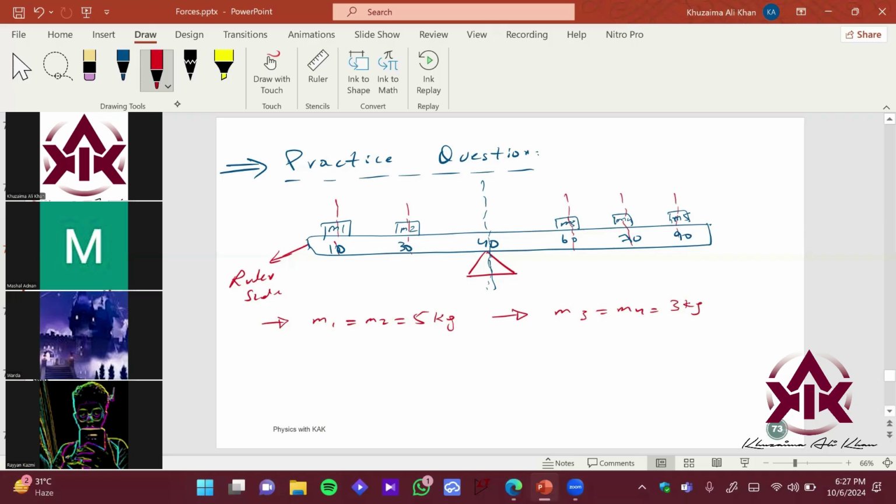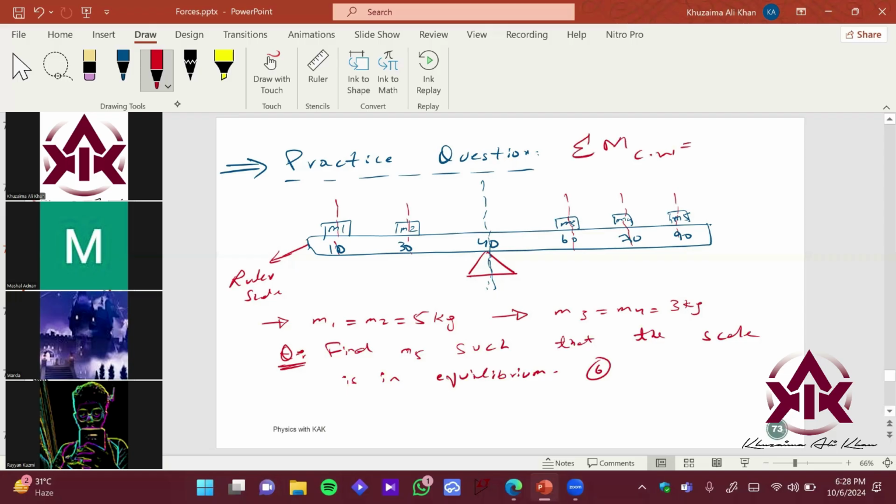Now you want to find M5 such that the scale is in equilibrium. It's a 6 mark question. So now I'm going to give you a formula: sum of moments in clockwise direction equals sum of moments in anti-clockwise direction. Let's do it quickly, you have 4 minutes for this.